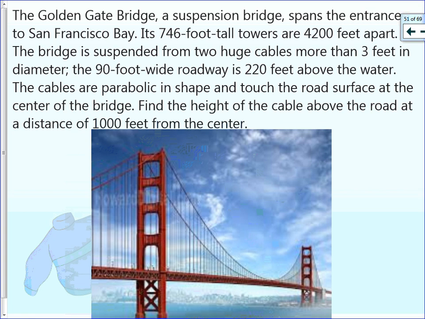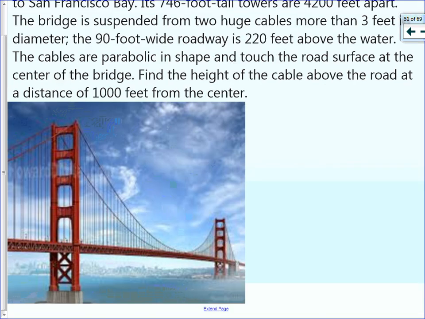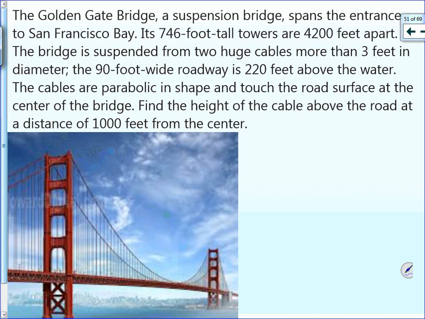The cables are parabolic in shape. So here's the parabola. Find the height of the cable above the road at a distance 1,000 feet from the center. Okay, you guys ready to tackle this? I'm going to scooch this over a little bit. So we have the towers.